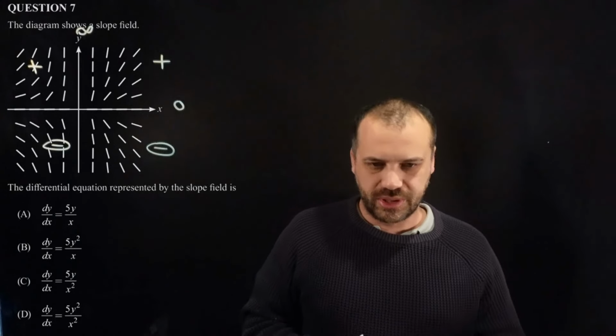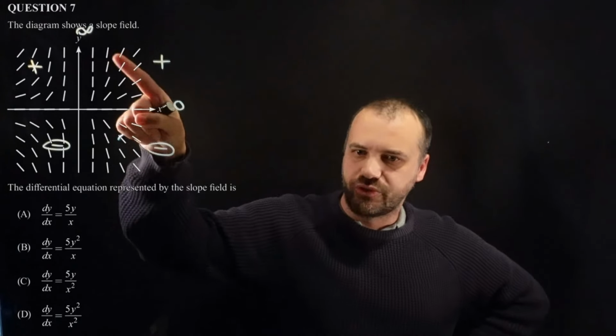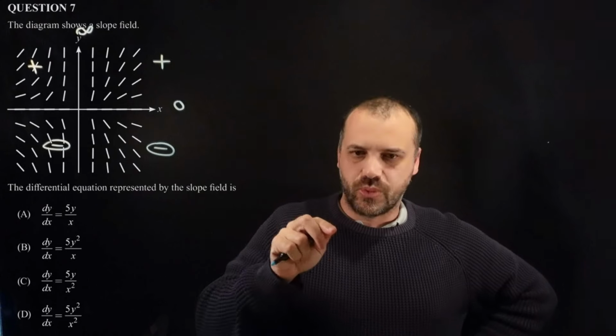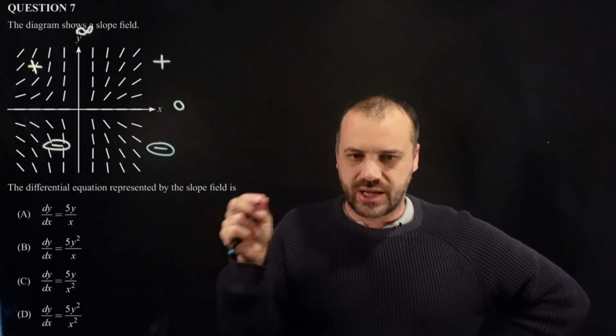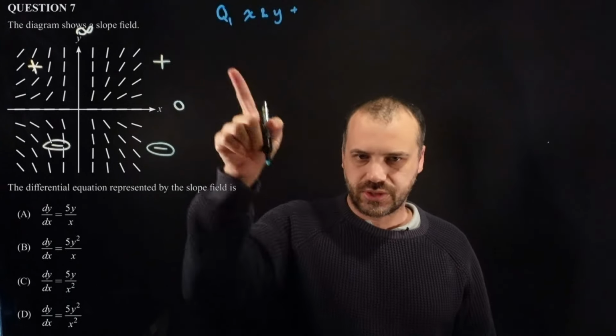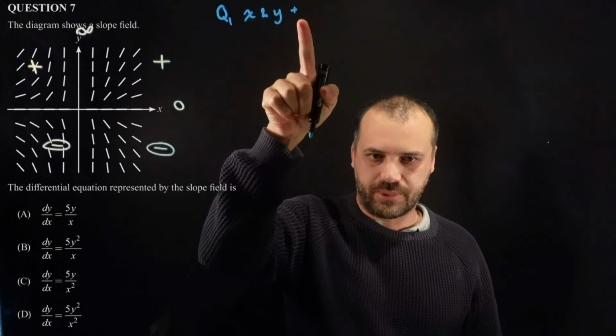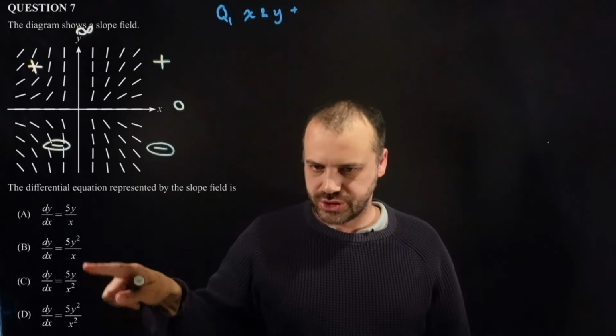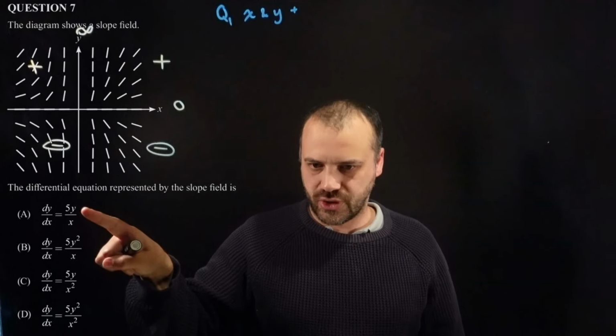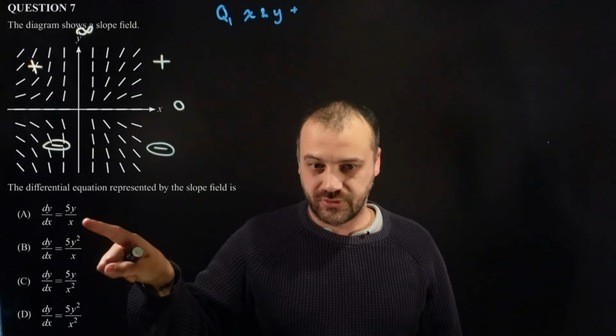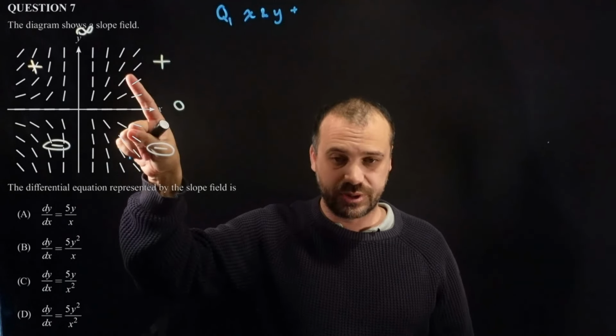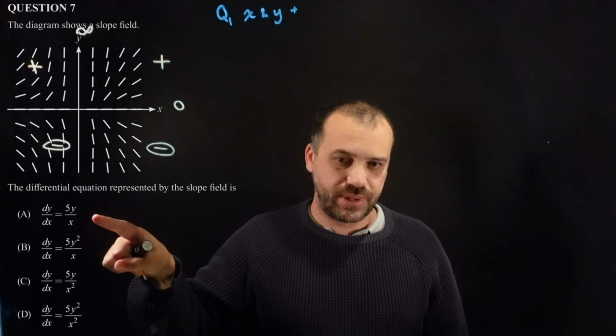All right, so I'll jump into the first one. Let's consider quadrant one. In quadrant one, x is positive and y is positive. Now let's look at our four solutions. A: a positive 5y divided by a positive makes a positive, which is what we're expecting. All right, so A might be our answer.